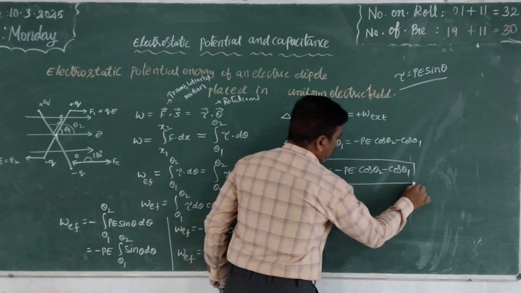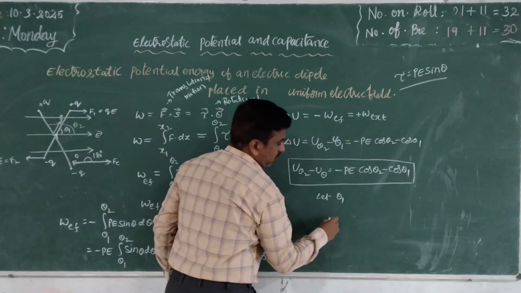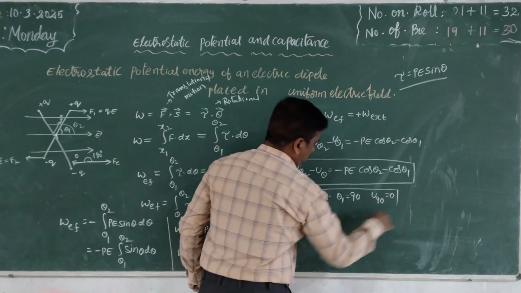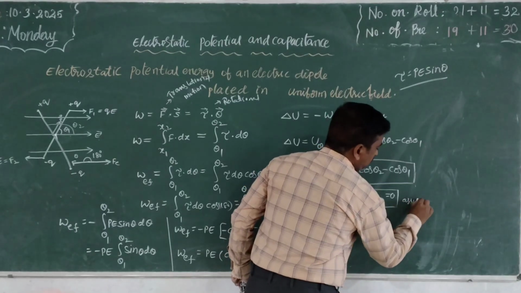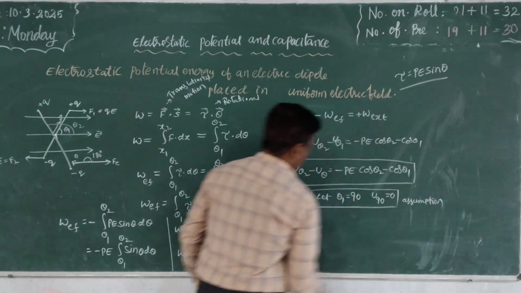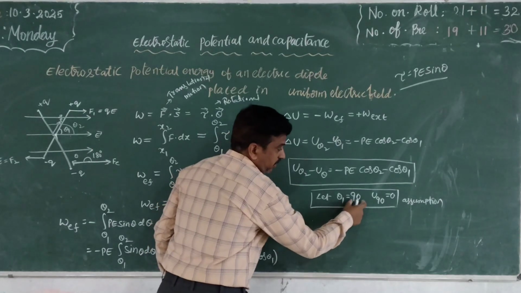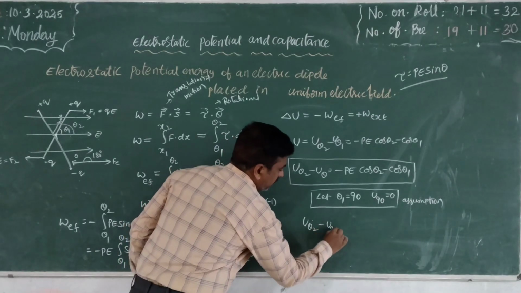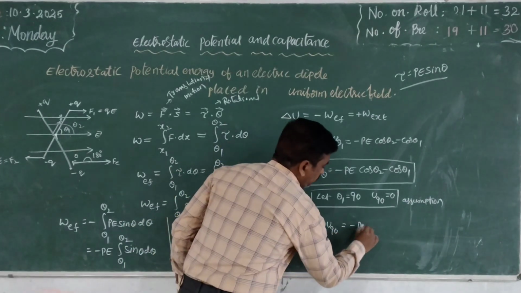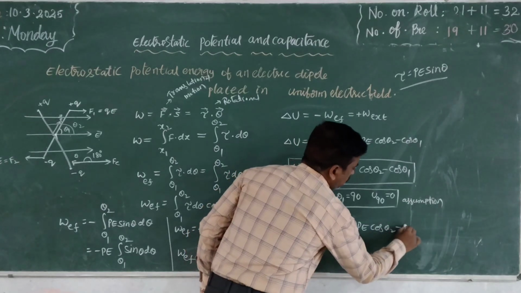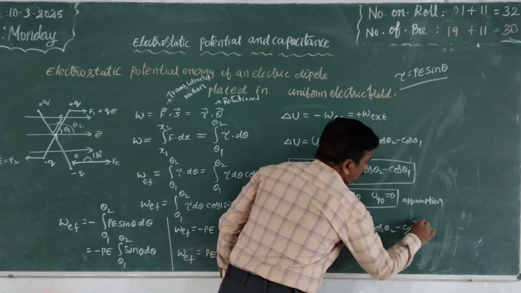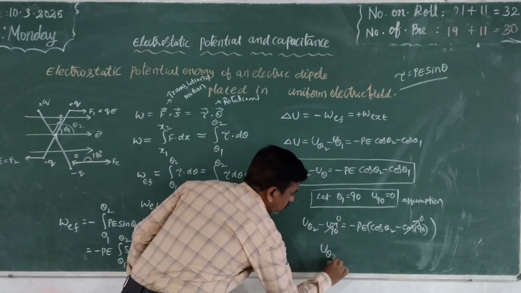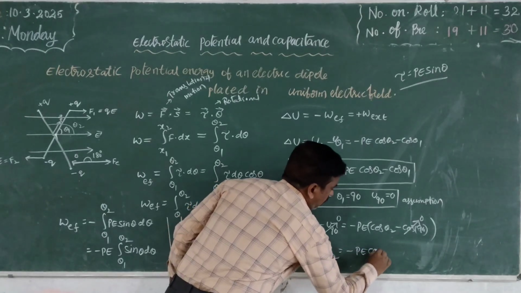Here let theta 1 equal 90 degrees, U 90 equal to 0. This is our assumption. Instead of theta 1 we can write 90, and U 90 equals 0. Now U theta 2 minus U 90 equals minus Pe (cos theta 2 minus cos 90). The cos 90 value is 0, and U 90 is also 0. What we get now is U theta 2 equals minus Pe cos theta 2.